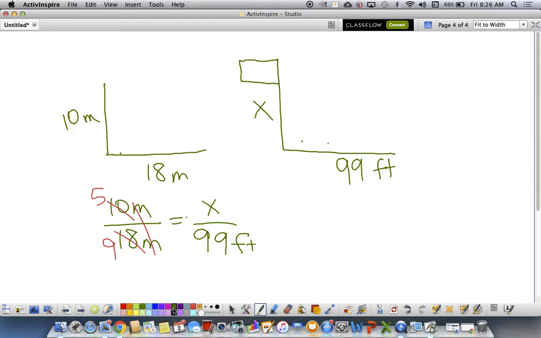So when you multiply, you've got 5 times 99 feet. It's a little less than 500, actually 5 less than 500, so 495 feet. 5 times 99 feet equals 9 times x, which is simply 9x. When we divide by 9, look at that, it will go in perfectly even.